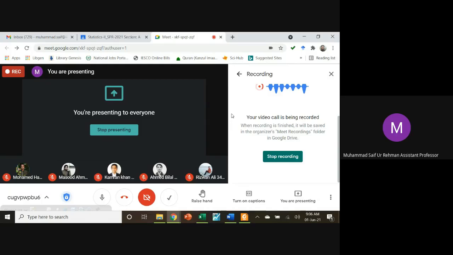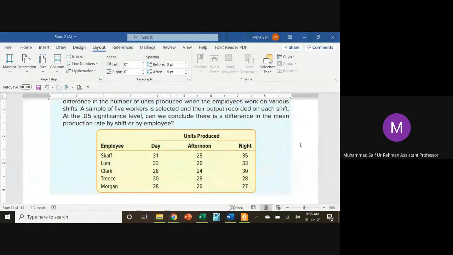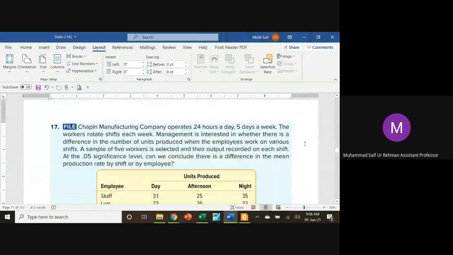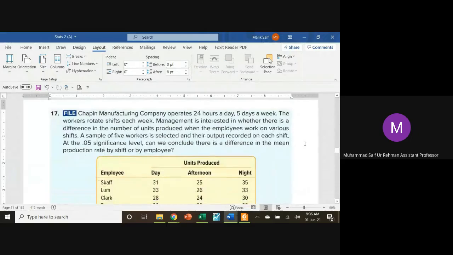We have discussed two-way analysis of variance, and in fact, in the previous lecture, we briefly discussed this issue. Today, I want to solve one example which would further clarify the idea of how we use two-way analysis of variance to solve some particular situations. Let us see, this is an example from your book. Basically, this is question number 17.